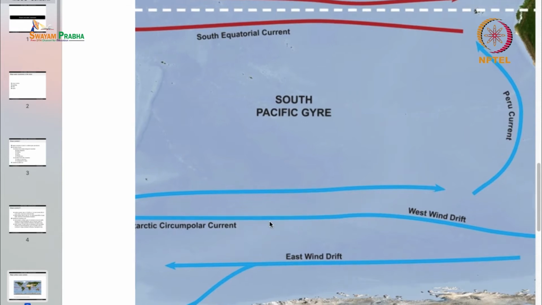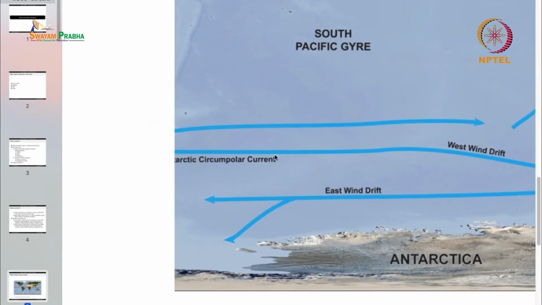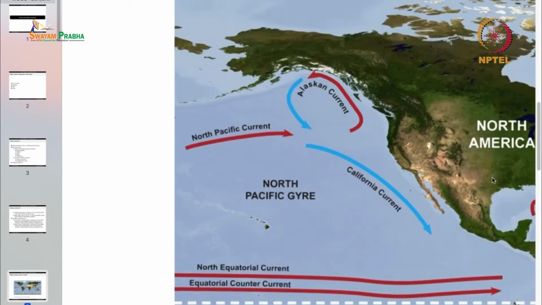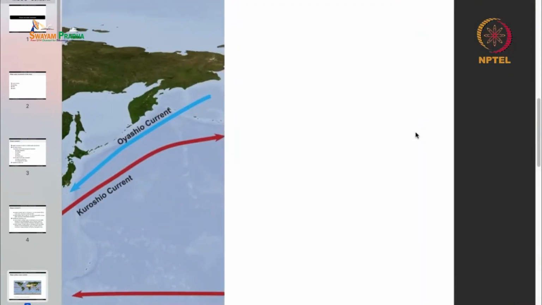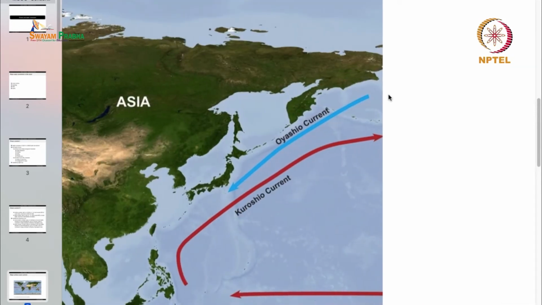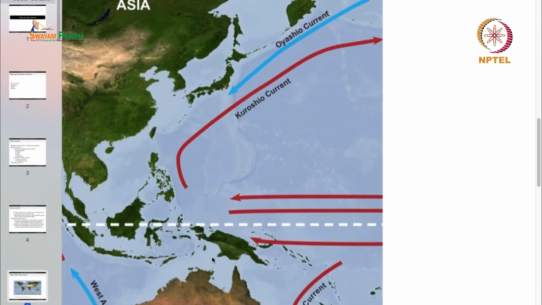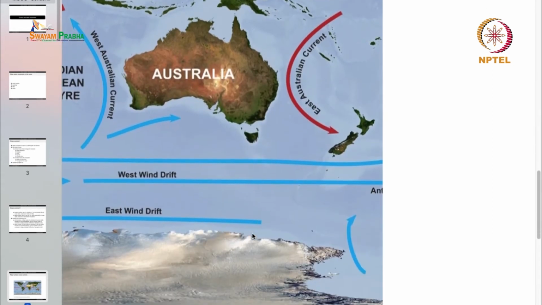Now moving to the south, we have the Antarctic circumpolar current, which continues as the west wind drift. And here the cold portion, in the North Pacific, continues in the form of a cold current, which is known as the Oyashio current, and here we have the warm Kuroshio current. So these are moving in opposite directions. And in the South Pacific, we have the East Australia current, which is a warm current.